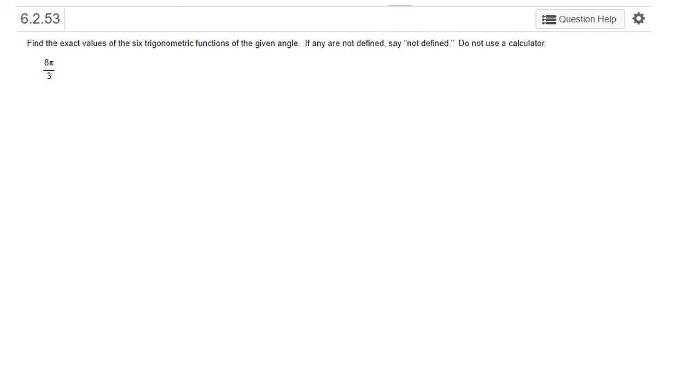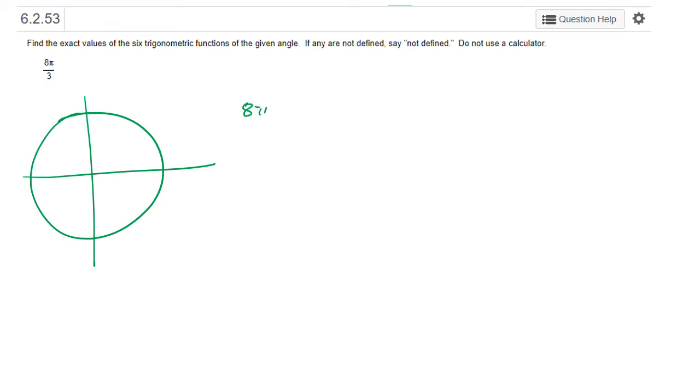All right, moving on, very similar. We want to find the 6 trigonometric functions of this angle here. First, we have to figure out where it's pointing. So 8 pi over 3 is 6 pi over 3 plus 2 pi over 3, aka 2 pi plus 2 pi over 3. So I go all the way around, that's 2 pi, and then 2/3 pi is about here.